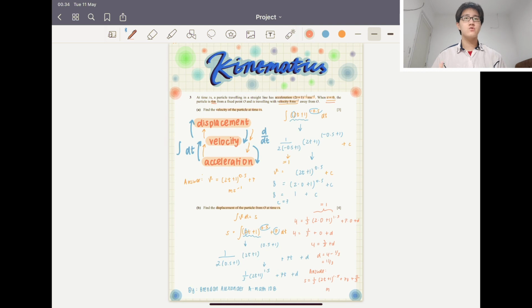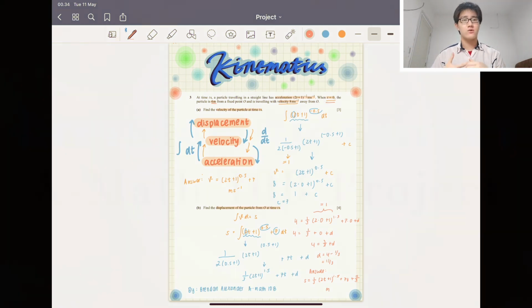So the important thing to remember here is all of the integration and differentiation rules, as well as the diagram that I drew before, to help you know when to integrate and when to differentiate.